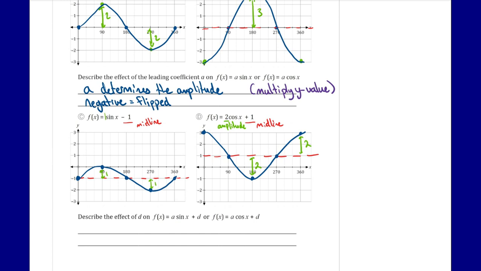So what effect does this D value have on our sine and cosine wave? Well, this gives us a vertical shift, up if it's positive, or down if it's negative. You can also think about it as telling us the midline of our graph. And one key characteristic of what it's going to do is that we add or subtract it to the y value.